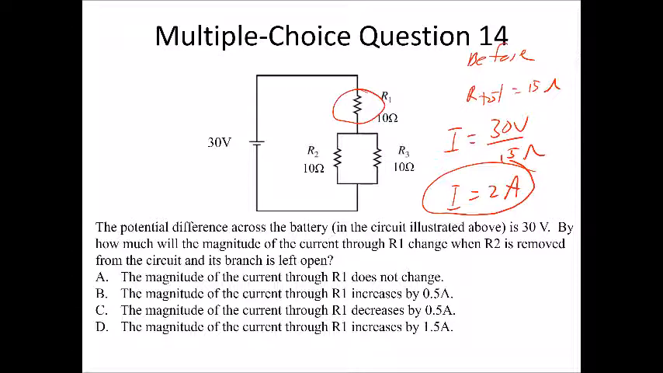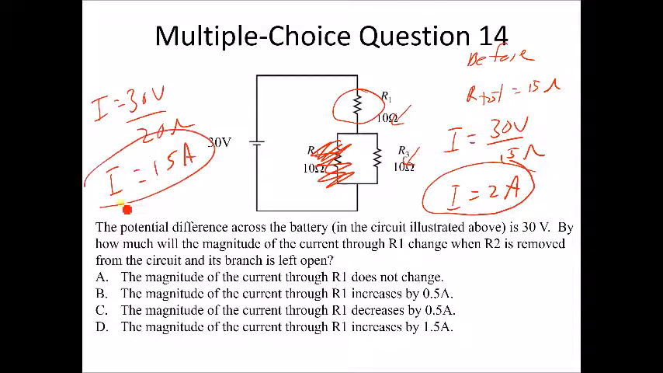After the switch was made, remember this branch wasn't there, and the total resistance was 10 plus 10, or 20. And the total current was I equals 30 volts divided by 20 ohms. So I was equal to 1.5 amps. So before the switch, 2 amps of current went through R1. After the switch, 1.5 amps goes through R1. Therefore, our answer is C. The magnitude of the current through R1 decreases by 0.5 amps.